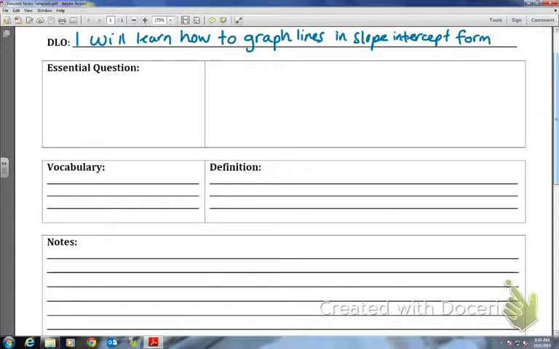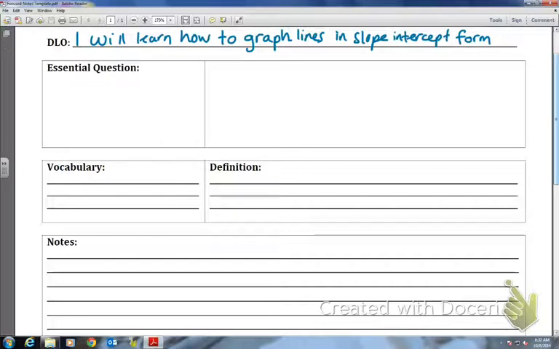So yesterday we worked on graphing lines. We didn't do it in slope-intercept form yesterday, however. We did it in the two ways of either finding the x and y intercepts and plotting those points, or using a table of values. And actually those two aren't my particular favorites because slope-intercept form is so much easier than those two are.